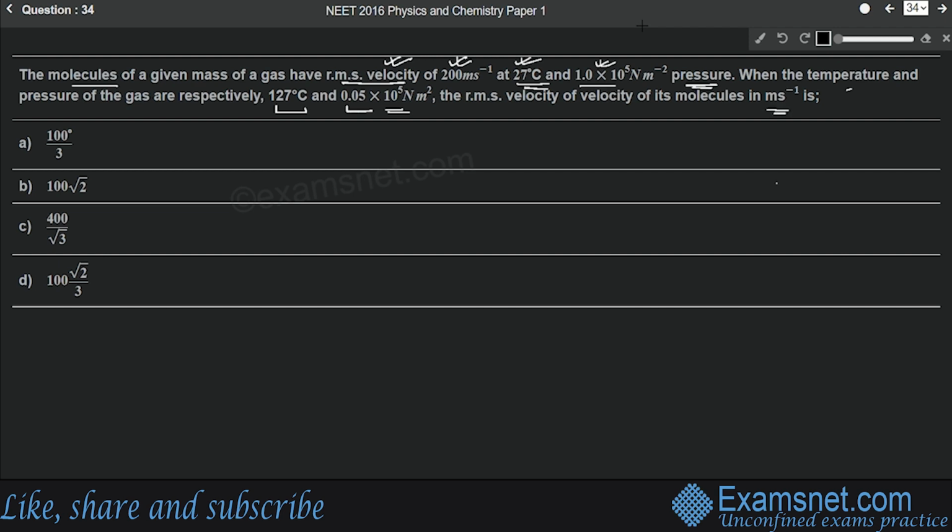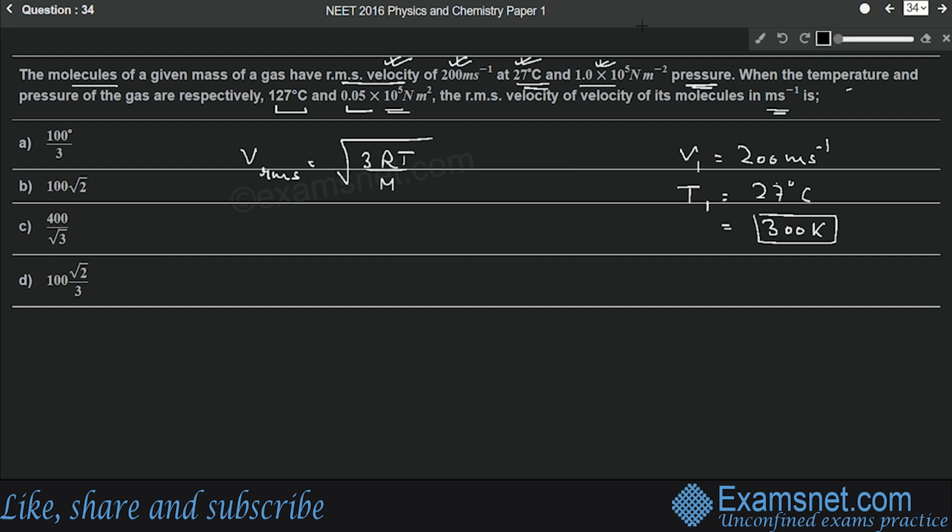Okay. So there are two situations. In the first situation, the RMS velocity is given. So V1 is given, 200 meter per second. And temperature is given, that is T1 is equal to 27 degrees Celsius. So 27 degrees Celsius in Kelvin will be 300 Kelvin. Okay. So this is T1. Pressure is also given, but pressure is not required here. Why? Because we know the formula of RMS velocity. It is equal to under root 3RT by M. Right? So pressure is not required here. We will consider the temperature only.